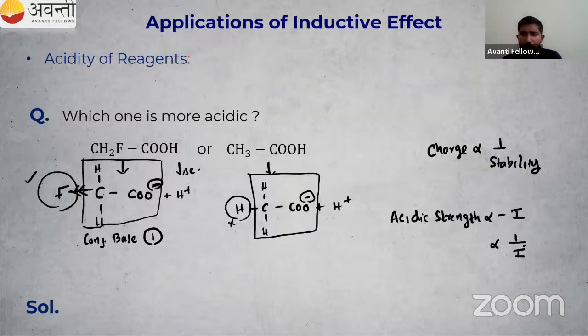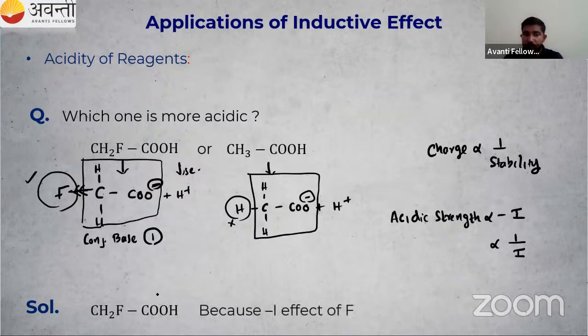Which one is more acidic? This is an application of inductive effect. The F group is showing a minus I effect, it is taking electrons. So the charge on our carbon C double bond O minus, that is the conjugate base, decreases. So stability increases. So the correct answer: CH2FCOOH is more acidic due to the minus I effect of fluorine. That is the reason for this one.